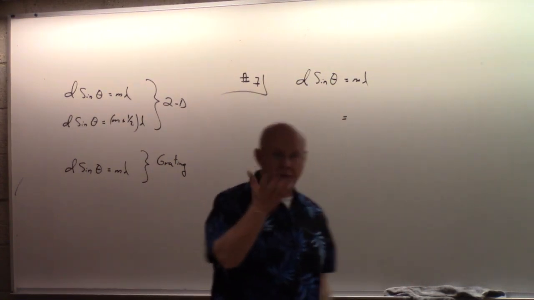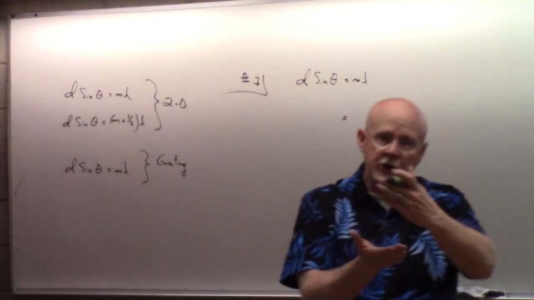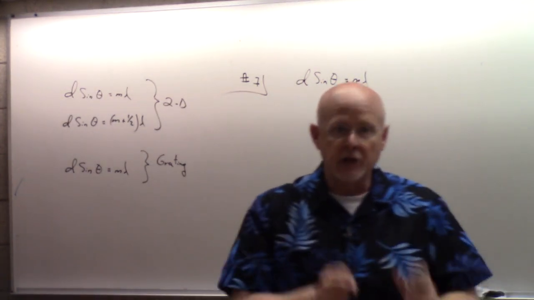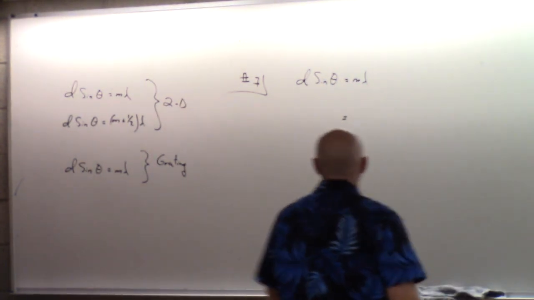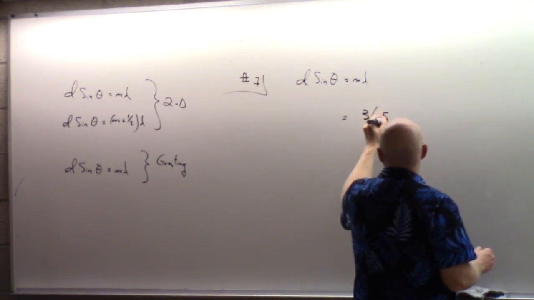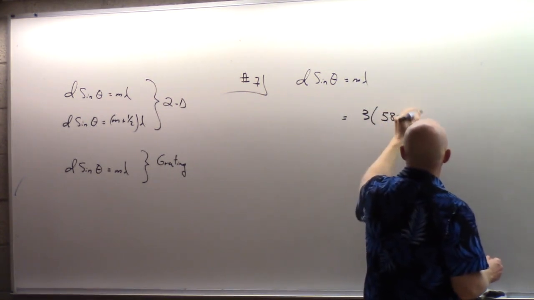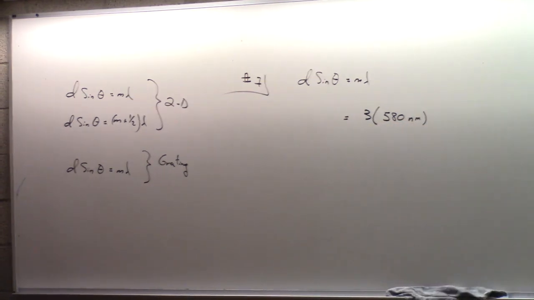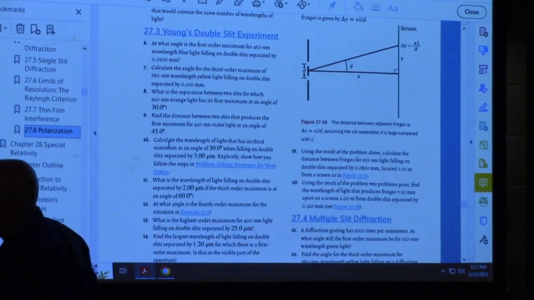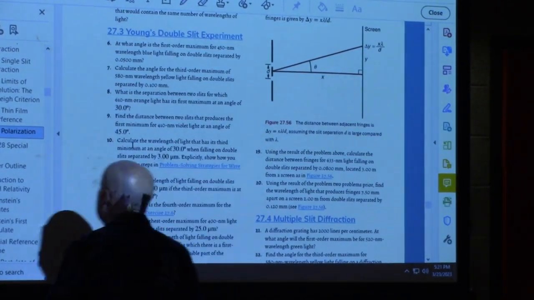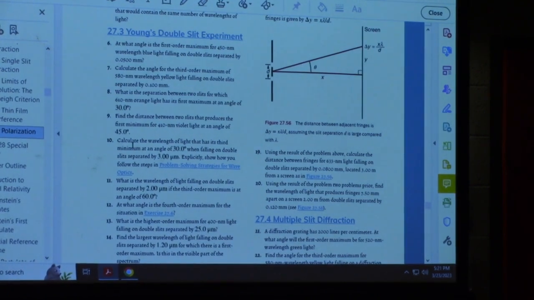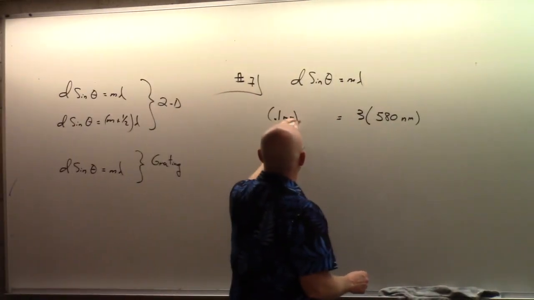And the fact that they told me third order, that's what I was talking about, where m equals 1, 2, 3, or 0, 1, 2, 3. So the 0 is for the central maximum, then we go 1, 2, 3, and this is the third one. So this right here would be 3 times 580 nanometers. Now let me just confirm that I'm remembering the wavelength right. Yeah, 580 nanometers. Now, they say that it falls on a double slit that is separated by 0.1 millimeters.